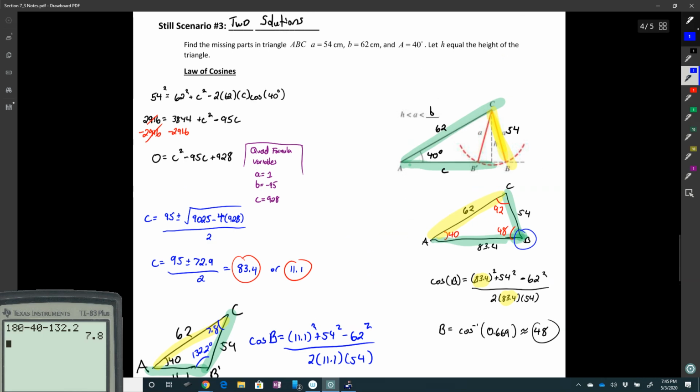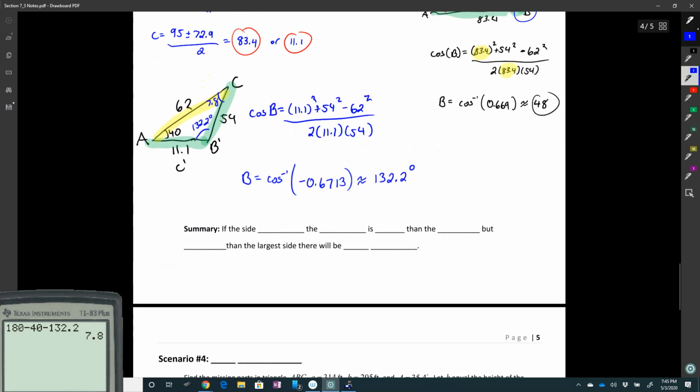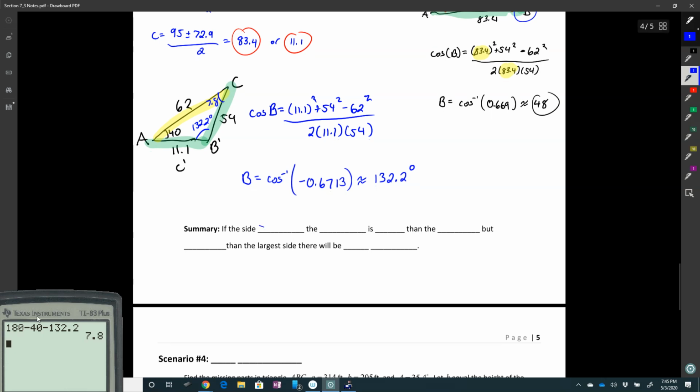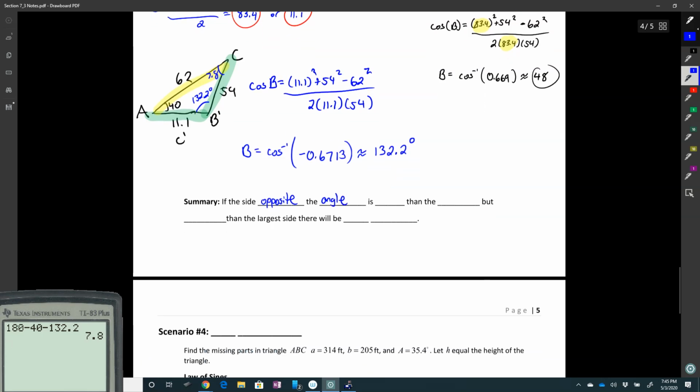I don't like the law of cosines. So the summary here: if the side opposite the angle is greater than the height but smaller than the largest side, there will be two solutions. So what do I mean by that?